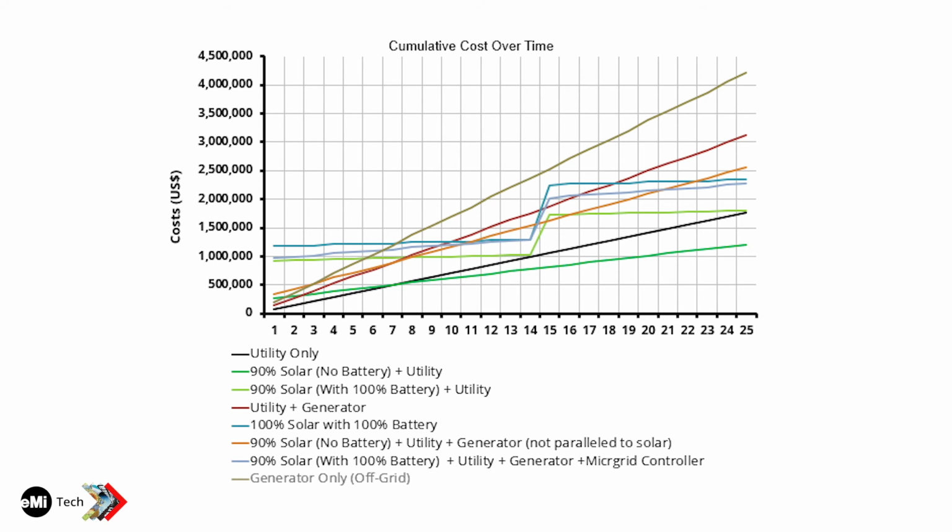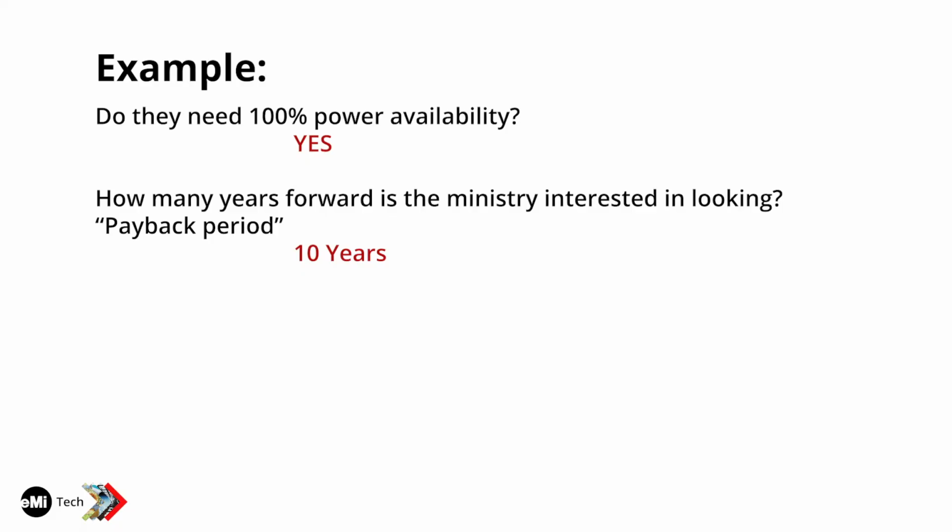And then, how many years forward? This is the cost of each one of the solutions over time. You can tell that here, maybe the black makes sense, but once you get further on, the green one makes sense, right? So it's important to know at what time period we're actually making this economic analysis. For this example, I'm just going to show you a quick example. The answer is yes, we need 100% power availability, and we're going to look at a 10-year payback period. That's the number of years at which we're trying to find the least dollar per kilowatt hour at this point in time.